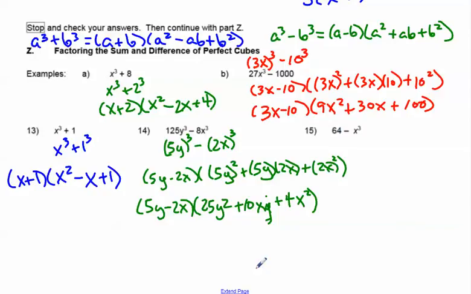Alright, and this last one here. I'm going to rewrite 64 as 4 cubed minus x cubed. So I'm going to use the difference of cubes right here. My a is 4 and my b is x. So I have 4 minus x. A squared, so 4 squared is 16, plus 4 times x, 4x, plus x squared. And that one's done. Okay, so that's the end of your factoring review.